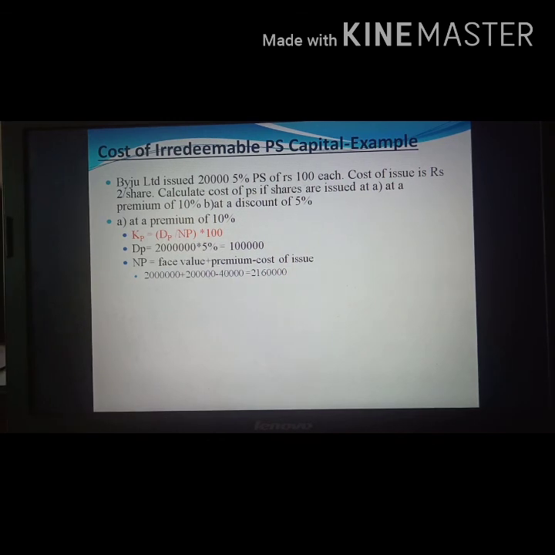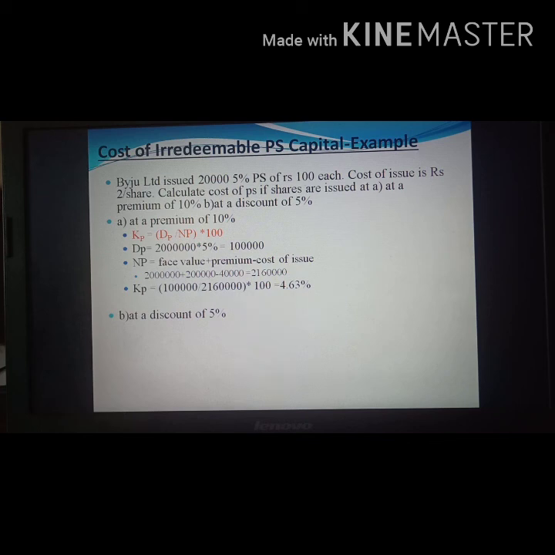Now we have all the values computed, so we can substitute them into the formula. Kp is equal to Dp, that is 1 lakh, divided by NP, the net proceeds, which is 21 lakh 60,000, into 100. We will get 4.63%, and that is the cost of preference share capital. Next we can go into the second part of the question.